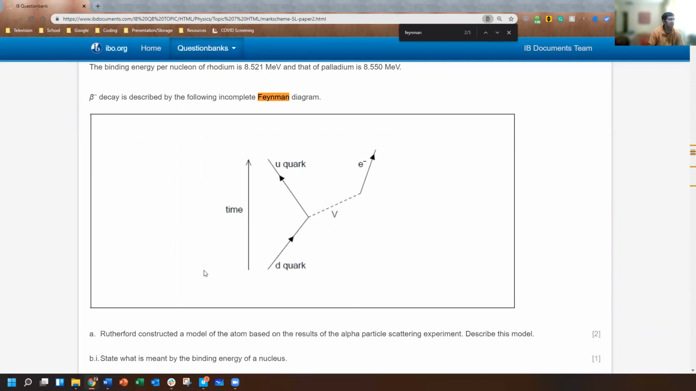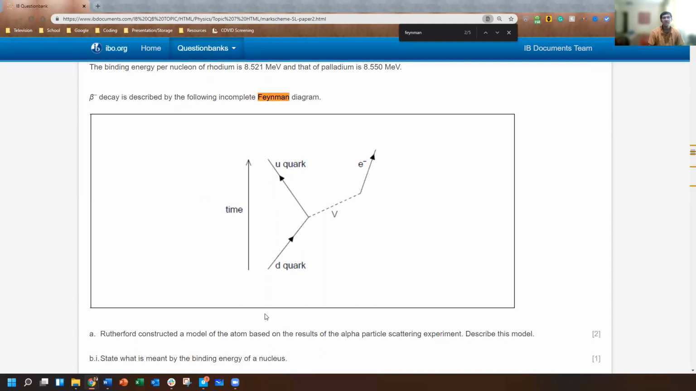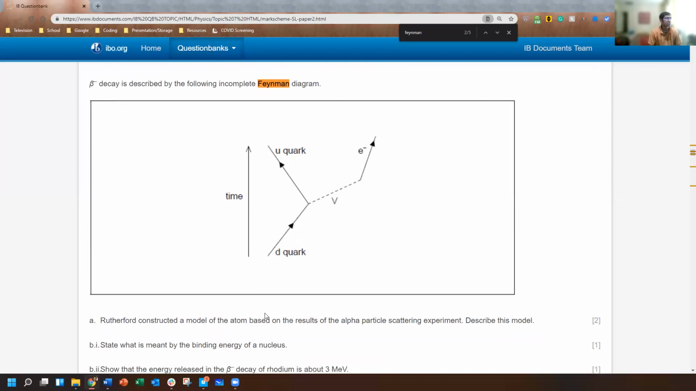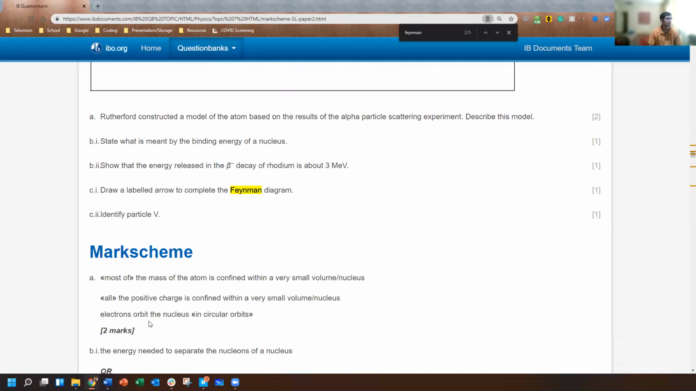Okay. Rutherford constructed a model based on the results of the alpha particle experiment. Describe this model. The nucleus is composed of a small, massive, positively charged nucleus. Most of the mass is confined to a very small, positive charge. Okay. Electrons orbit the nucleus in circular orbits. So that was the model.